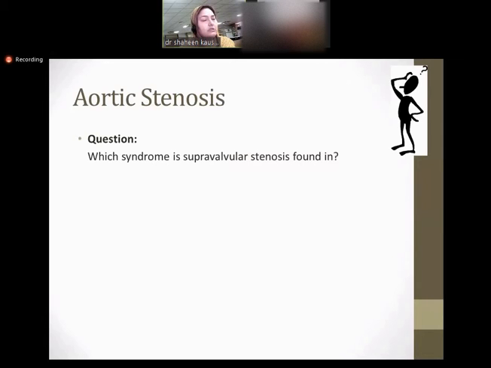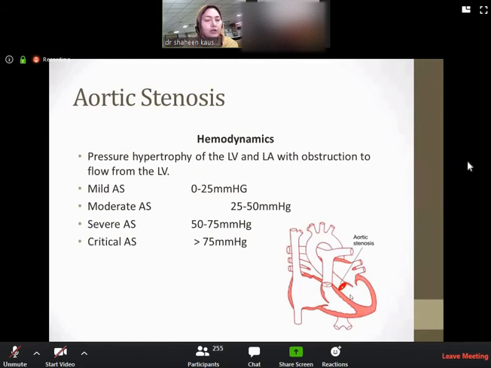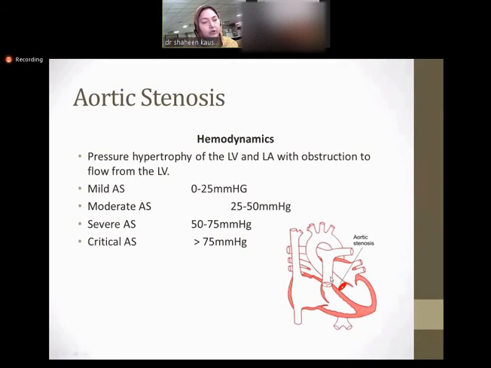Which syndrome is associated with supravalvular stenosis? It's Williams syndrome, and it is due to the chromosome 7 deletion. Hemodynamic abnormalities: there is a pressure hypertrophy of the left ventricle. As you can see, there's a stenosis of the aorta. Again, as I told you when I was discussing the pulmonary artery stenosis, the left ventricle has to exert more pressure to push out the blood. So there is left ventricular hypertrophy.